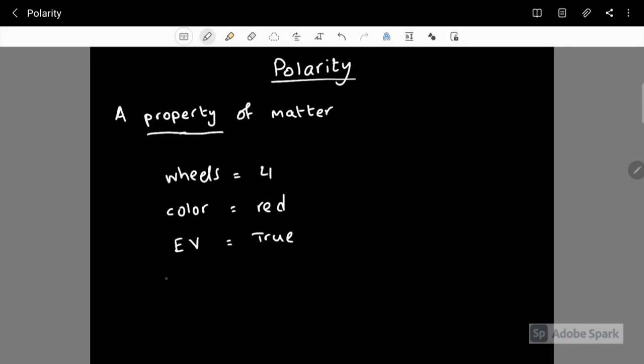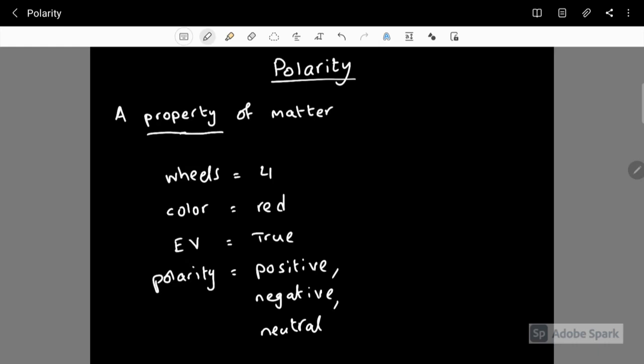So polarity then would be having a value, and the value that a polarity can take comes in three forms. So it can be positive, it can be negative, or it can be neutral. So that's what polarity is. Now we'll move on to the concept of charges, electrons, and holes, which we'll cover in the next section.